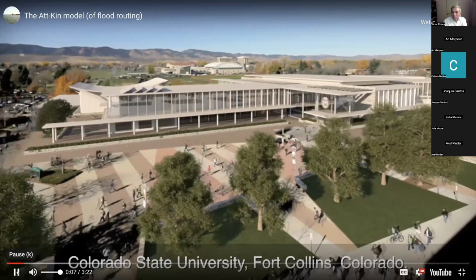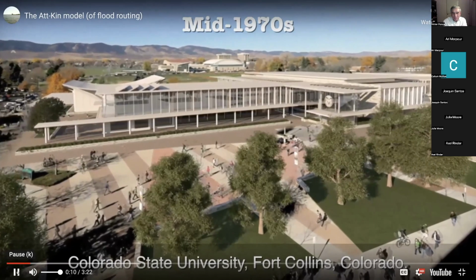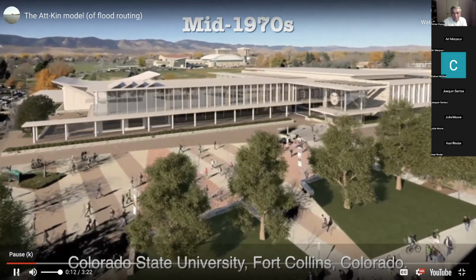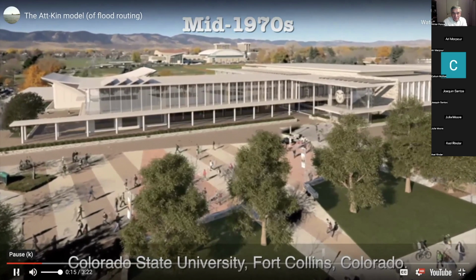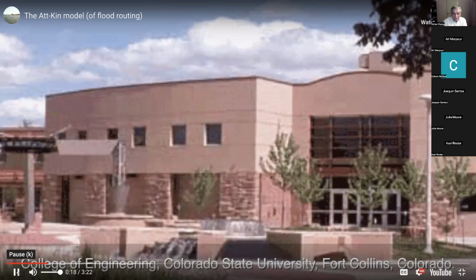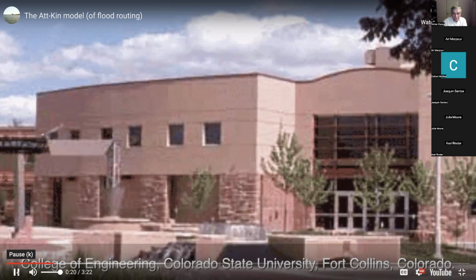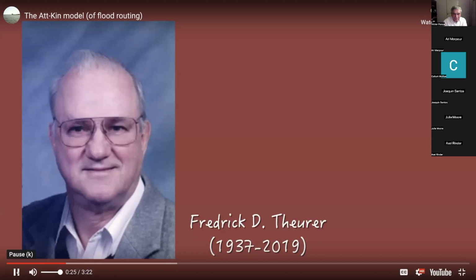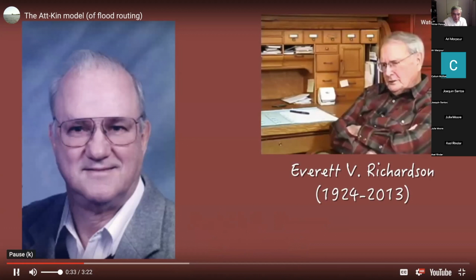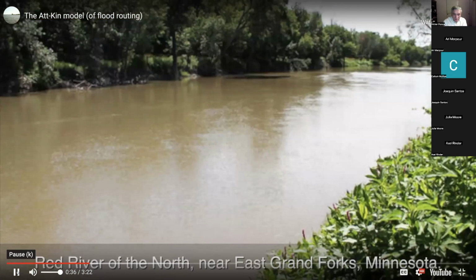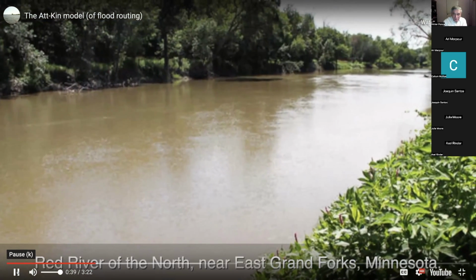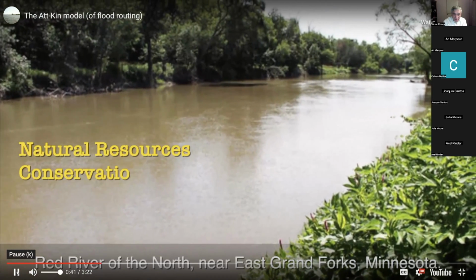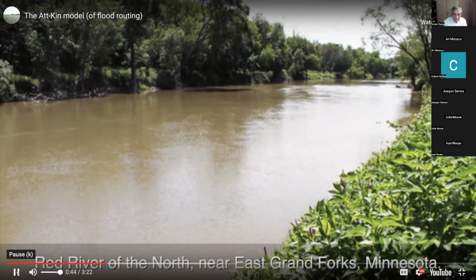The Atkin model. In the mid-1970s, I was pursuing a PhD at Colorado State University and was fortunate to be at the right place at the right time. There, I had the pleasure of a close association with a select group of individuals from all over the world. One of these students was Frederick D. Thurer, Fred to his friends, who in 1975 completed a PhD under the supervision of Dr. Everett Richardson.